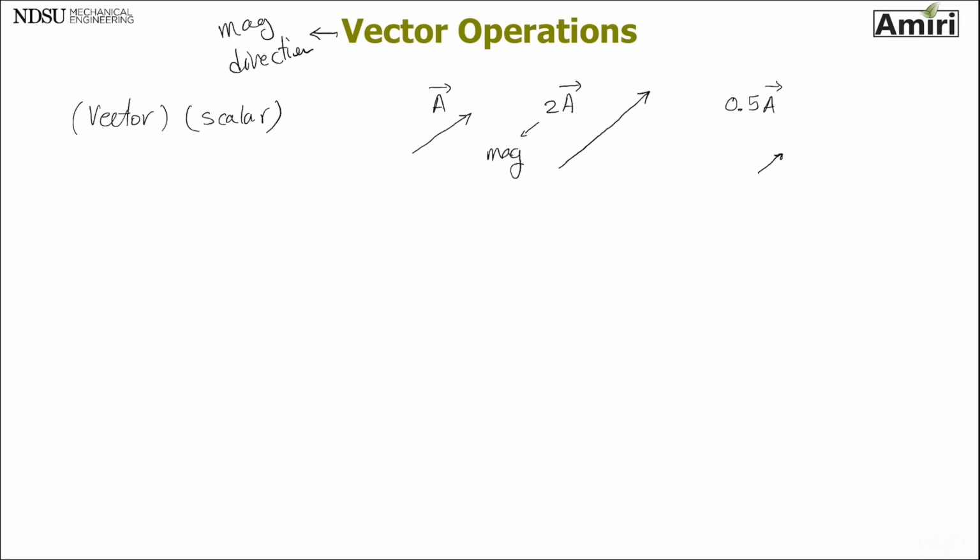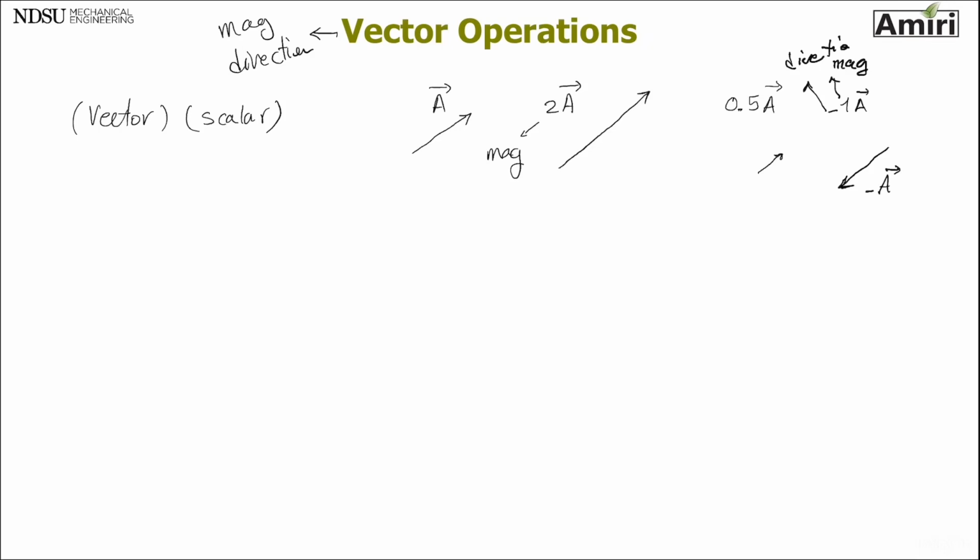What happens if I want to find minus 1 multiplied by A? So now this will change the magnitude, or I should say doesn't change because it's 1. And the negative is going to change the direction. So minus vector A is the same magnitude, just the opposite direction.